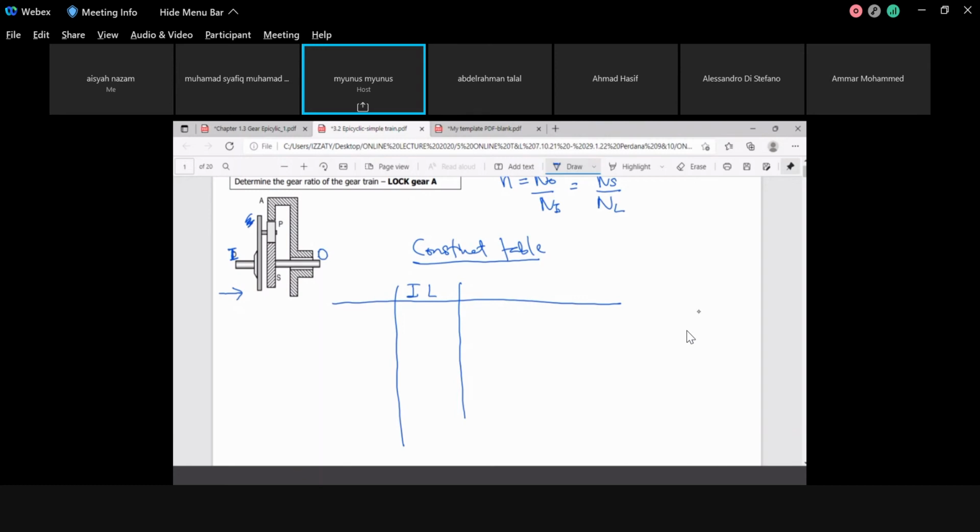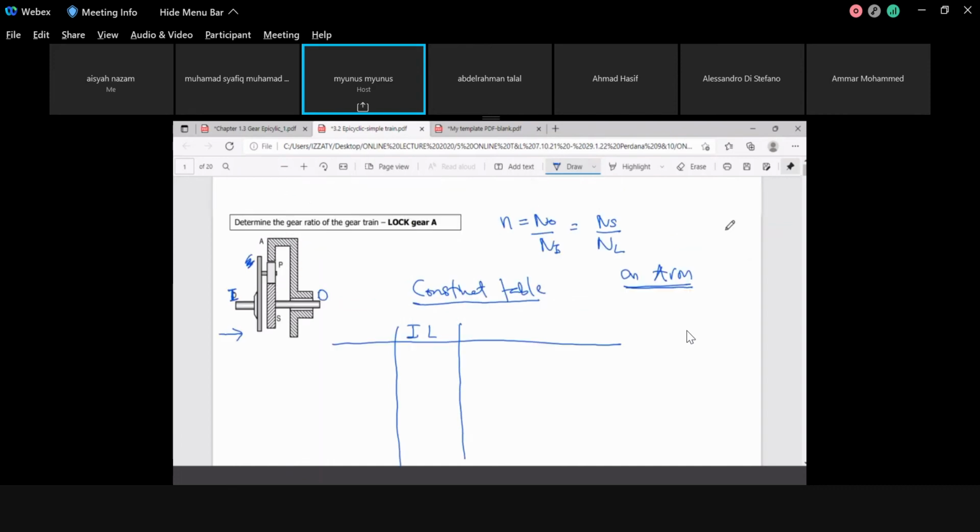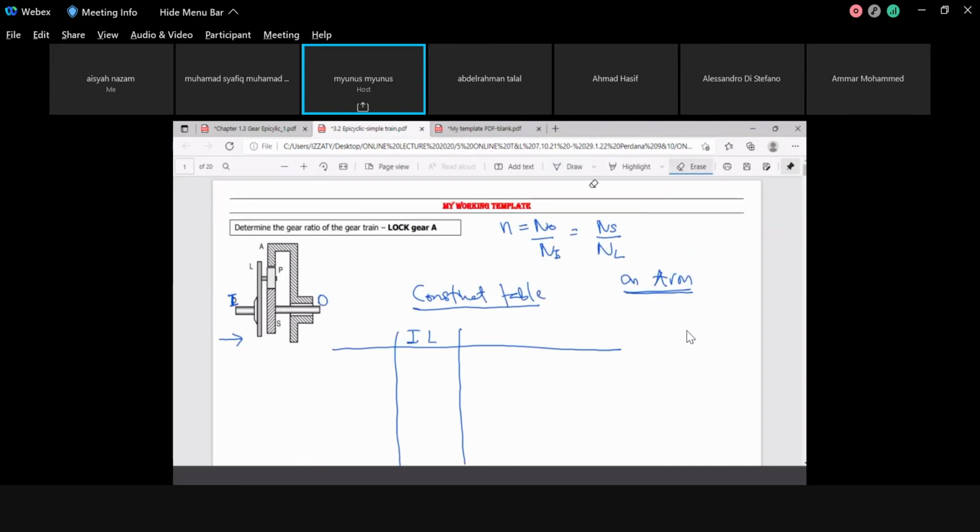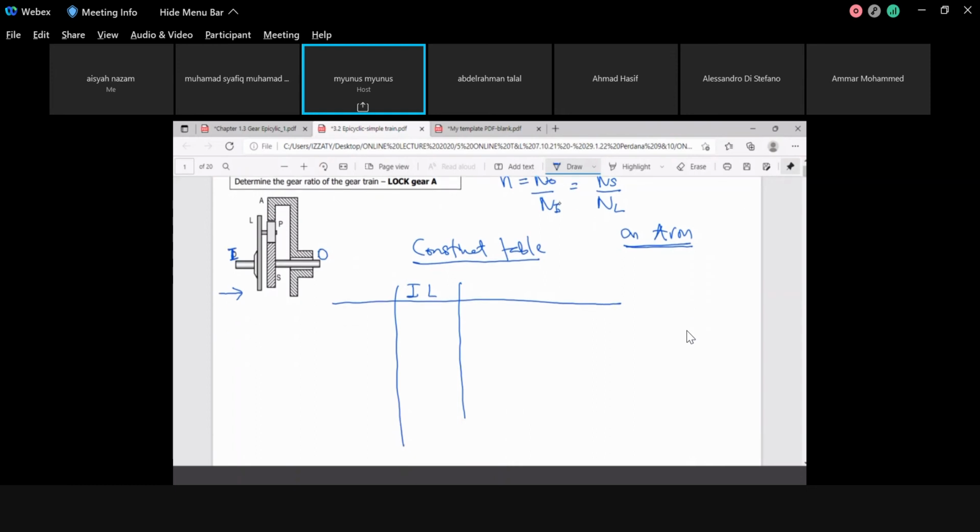N arm, same as NI. What is N arm? To hold the planet, to carry the planet. So when you know the meaning, you can easily put L here, because the exam will not give you this A. Okay, now this is L. So I and L, correct? Then you go up, you have A. A will stand alone. Then you need P, the next one is P. Then you have S. S will be the last gear, which is attached to O.